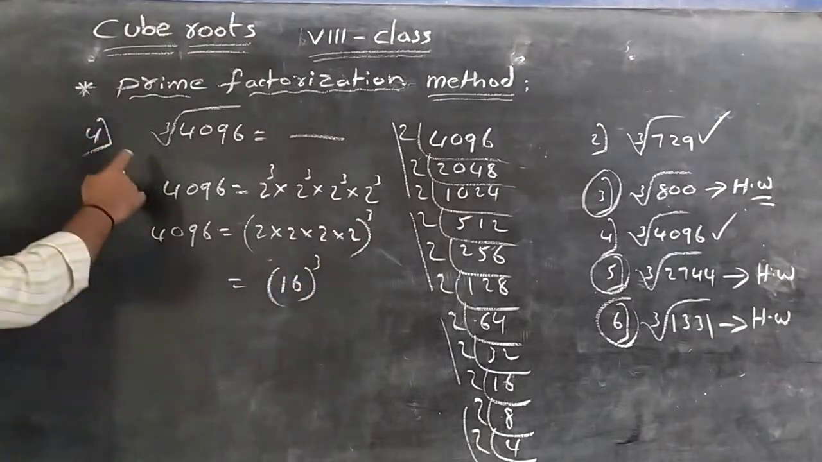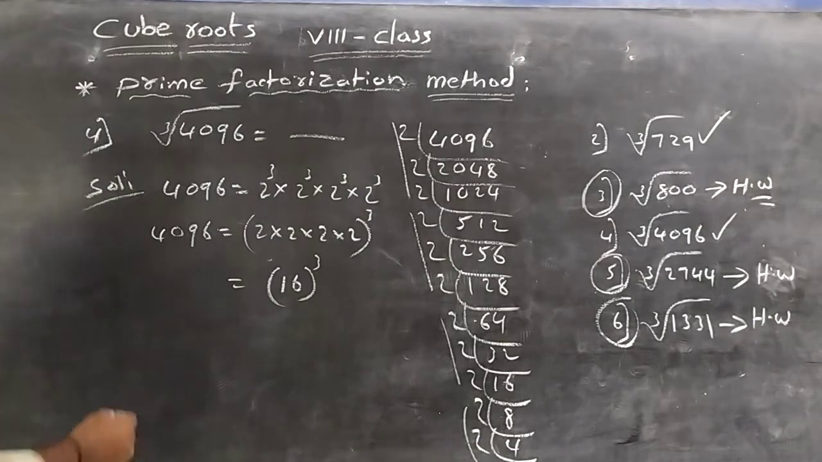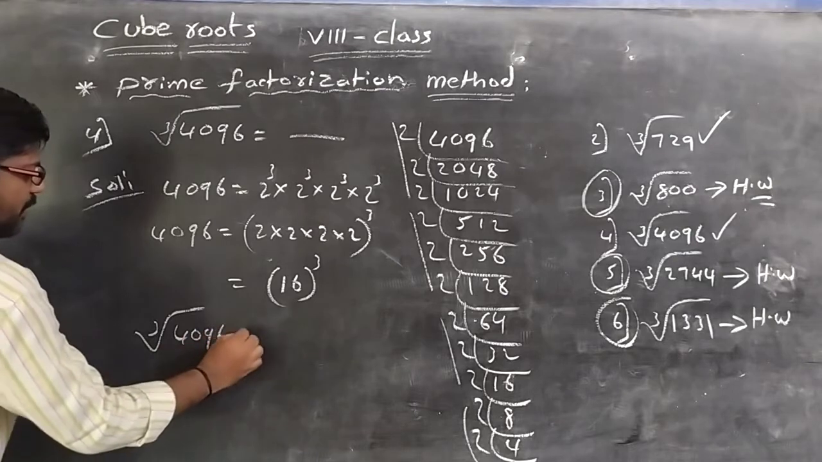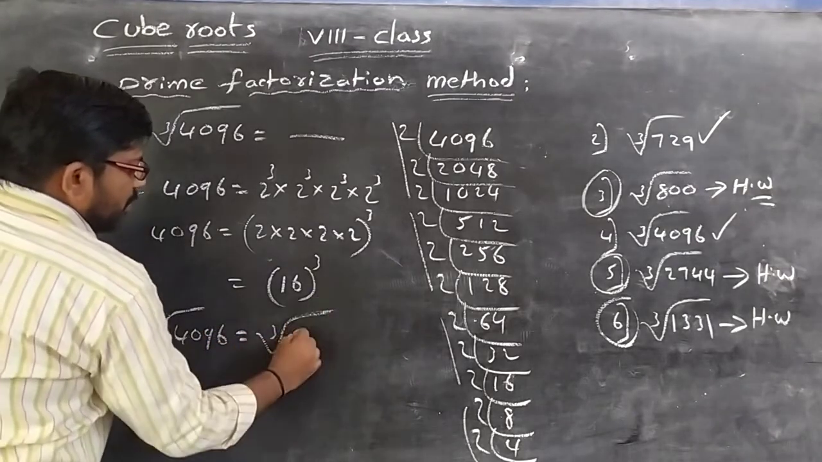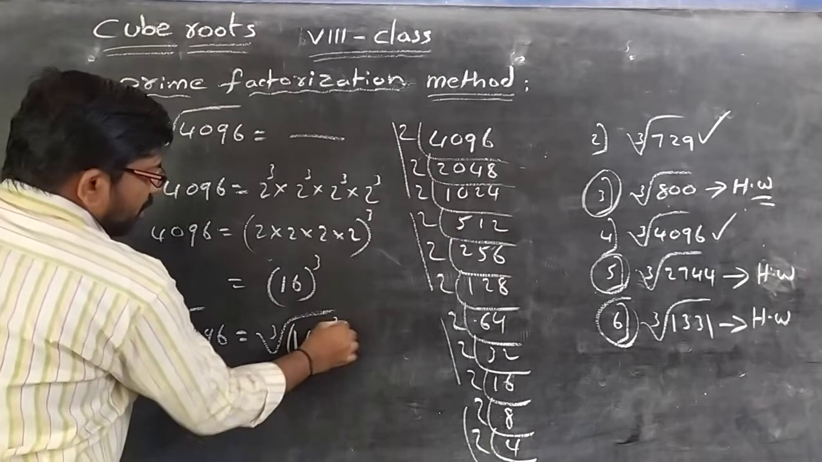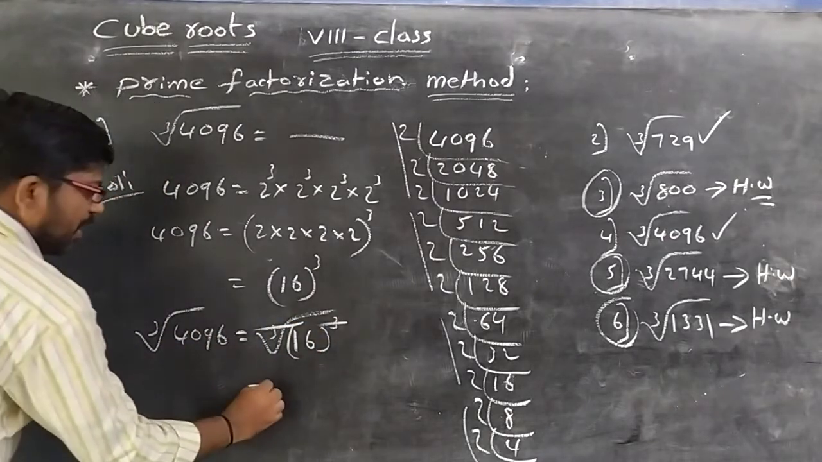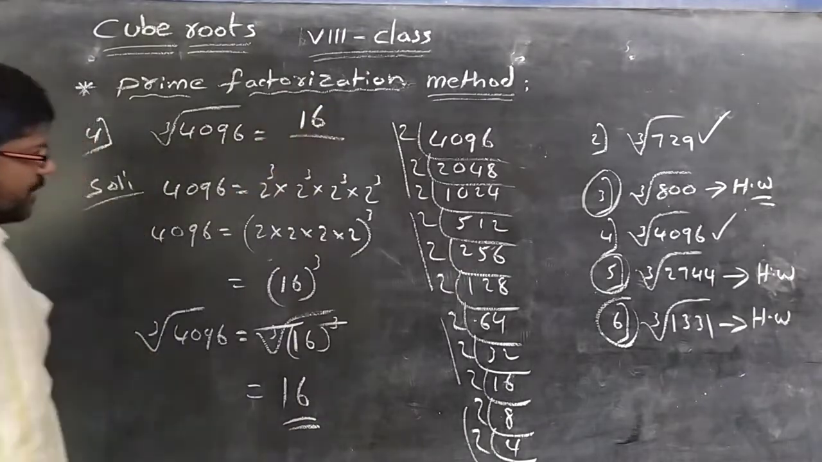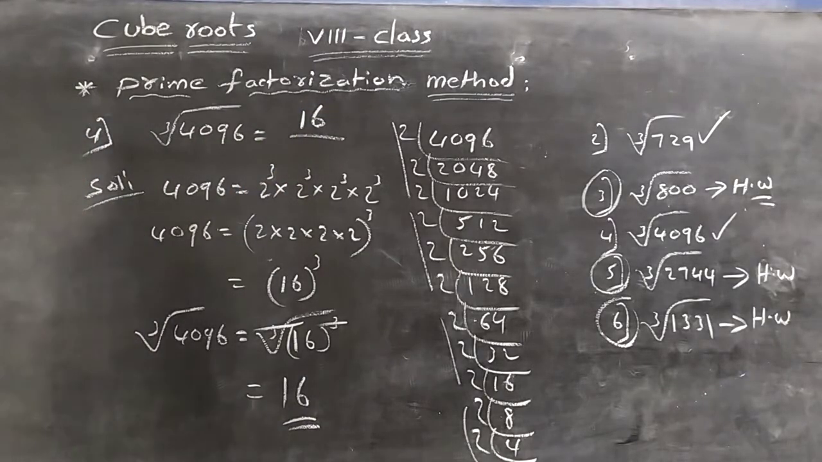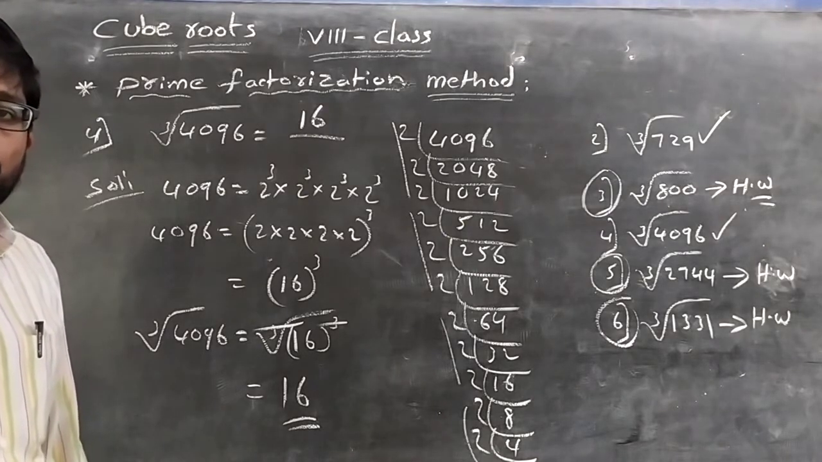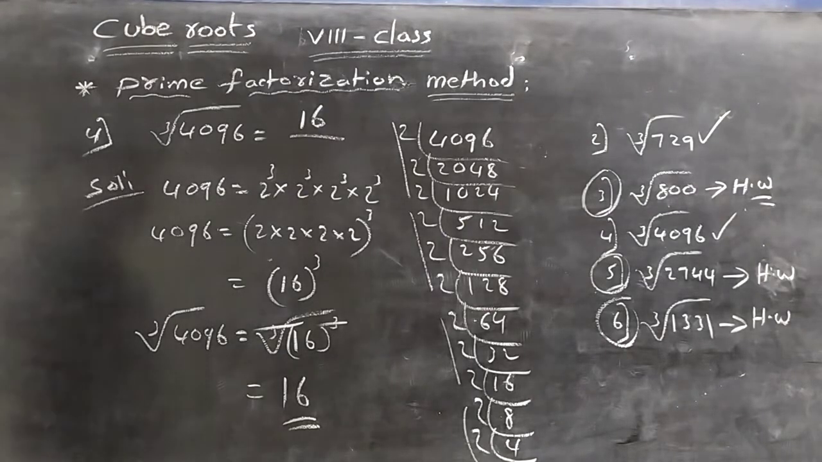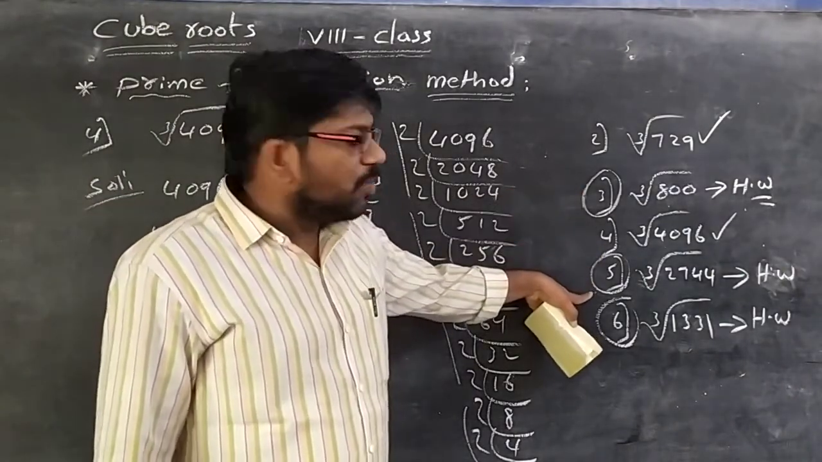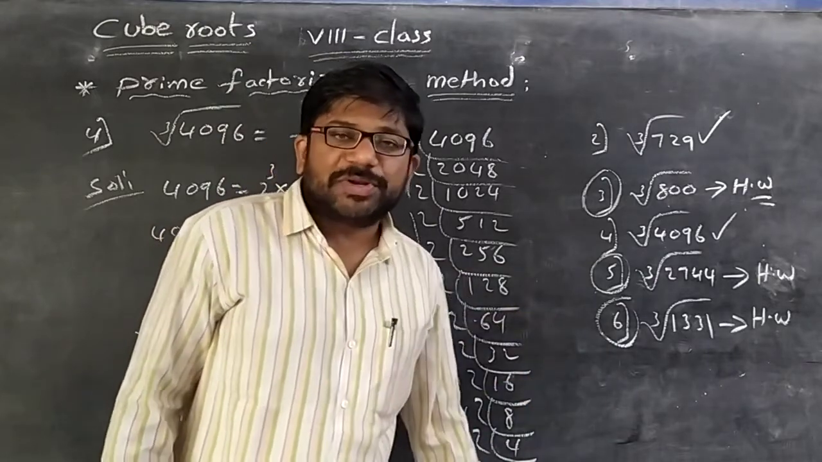Now take the cubic root on both sides. Cubic root of 4096 is equal to cubic root of 16 cube. Here the cubic root cancels, so that is equal to 16. 16 is its answer. So this is the method of finding cube roots. Note down this homework: the third problem, the fifth one, and the sixth one are also homework. Try yourself.